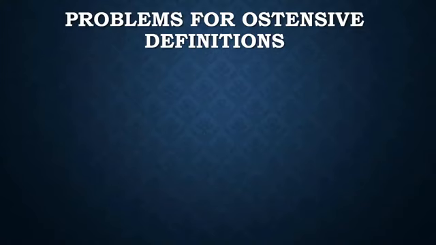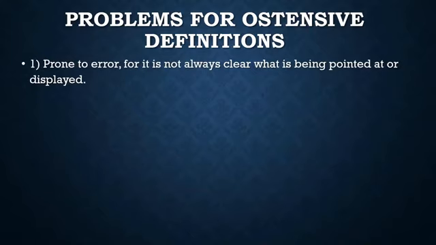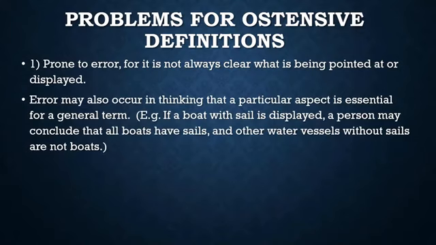Now, there are some problems and limitations of ostensive definitions. For one thing, these are prone to error. It's not always really clear what's being pointed at or displayed. And error can also be present when somebody's thinking that a particular aspect is essential for a general term. So for example, if somebody shows a boat and that boat has a sail, then the person may conclude that all boats have sails, and if other water vessels don't have a sail, then it's not a boat. So this is easy to get confused.